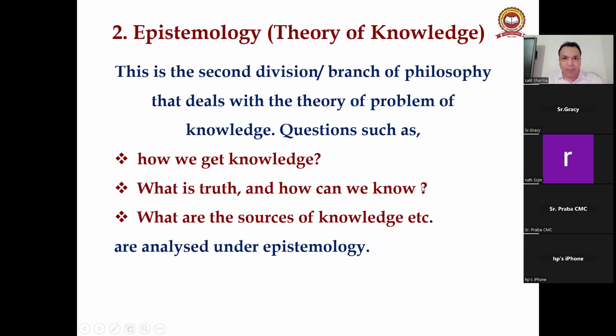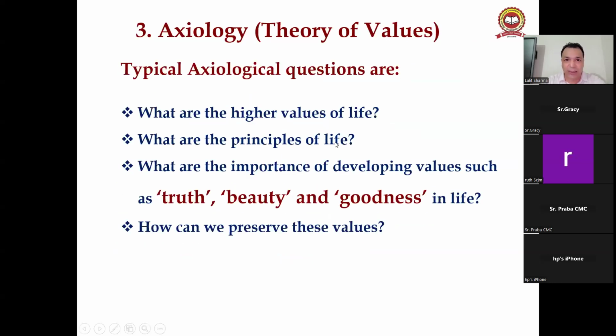What is epistemology? Epistemology talks about the theory of knowledge. This is the second branch of philosophy that deals with the problem of knowledge. The questions are: how do we get knowledge? From where do we get knowledge? What is truth? How can we know? What are the sources of knowledge? These are all analyzed under epistemology. We get the answer under this. This is called epistemology. It talks about the theory of knowledge.